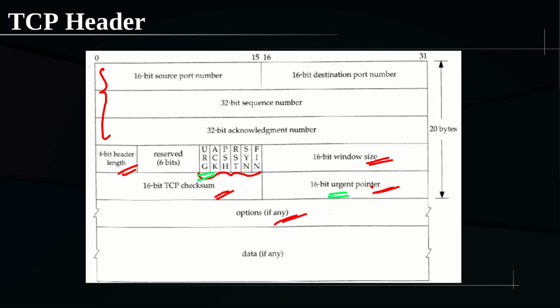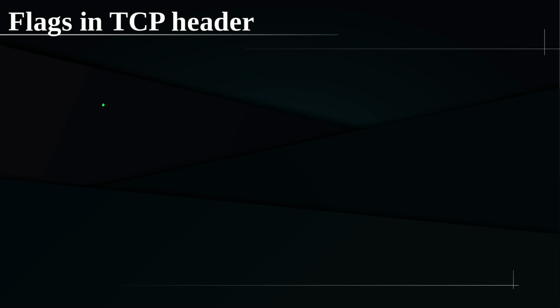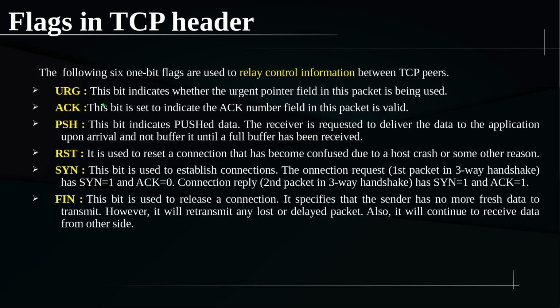So this is how people started thinking about dealing with urgent data. Such a relative offset of the urgent data will be mentioned here, and if the particular segment contains urgent data, the urgent flag will be turned on. So that is about the urgent flag.